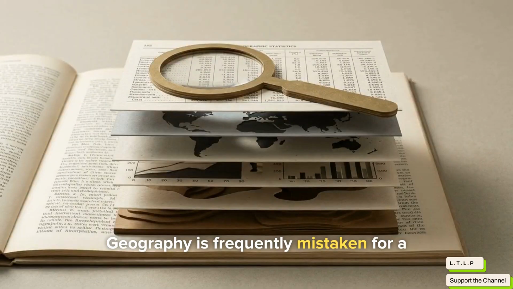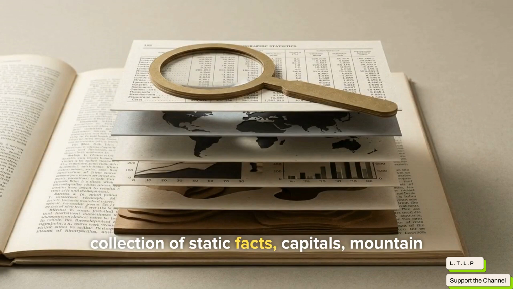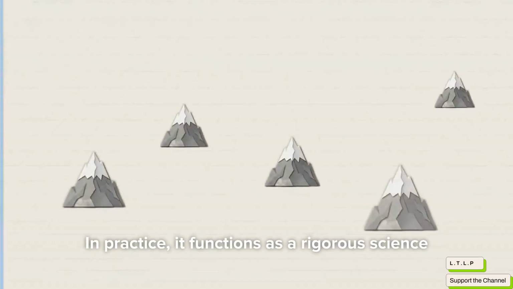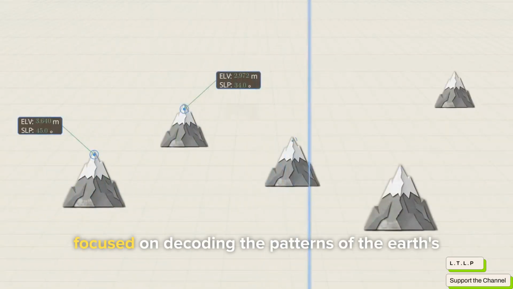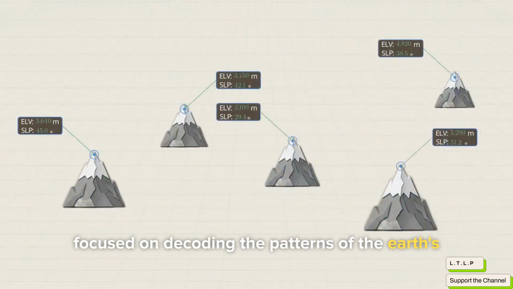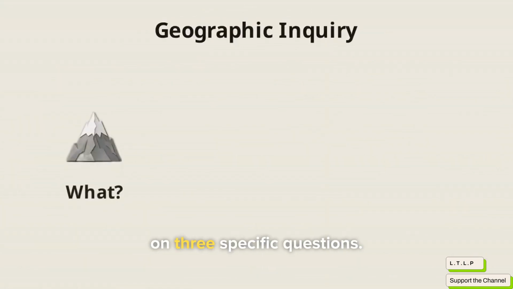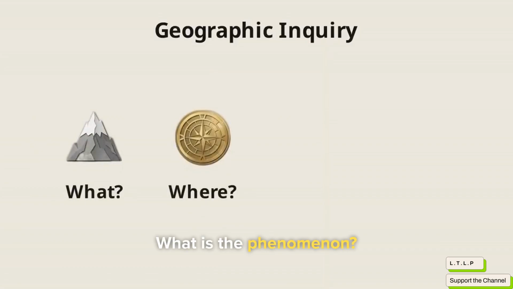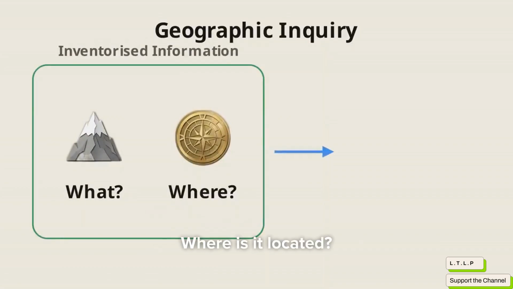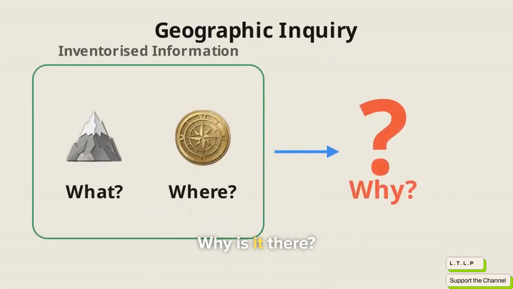Geography is frequently mistaken for a collection of static facts, capitals, mountain heights, and river lengths. In practice, it functions as a rigorous science focused on decoding the patterns of the Earth's surface. To analyze these patterns, the discipline relies on three specific questions. What is the phenomenon? Where is it located? And the most critical step, why is it there?